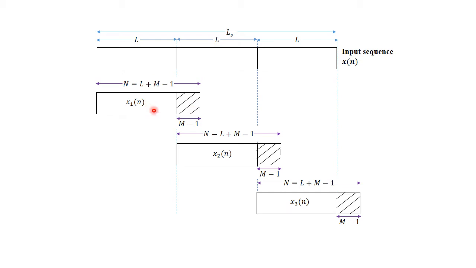Same procedure is repeated for x2 of n by concatenating m-1 zeros, then for x3 of n by concatenating m-1 zeros. So this is the diagrammatic realization of dividing a long sequence into smaller sequences and then concatenating that with the zeros.